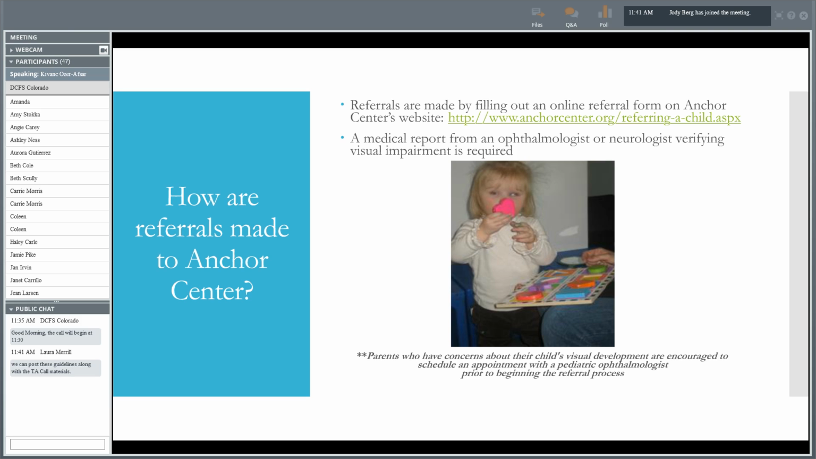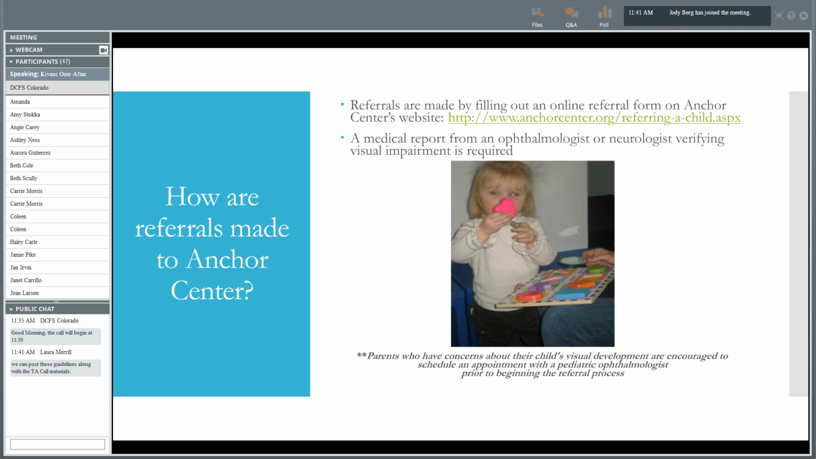With the referral, we also would like to have a report from ophthalmology or neurology verifying that there is a visual impairment. And we do understand in some cases there is no certain diagnosis for that child, and the ophthalmology report may not name a diagnosis, but we still would like to get the ophthalmology report. Any child who has concerns of visual development is really encouraged to schedule an appointment with the pediatric ophthalmologist prior to beginning the referral process.